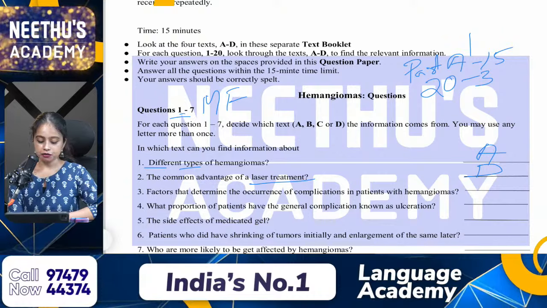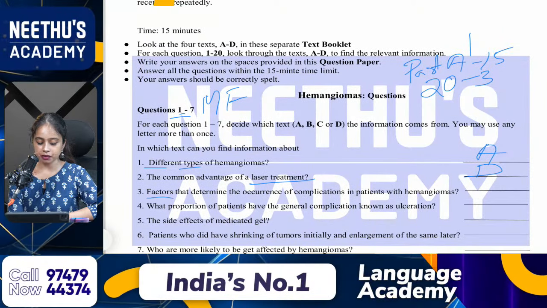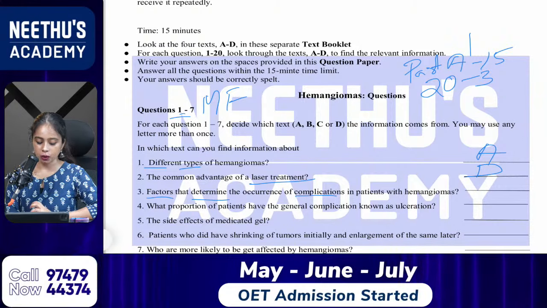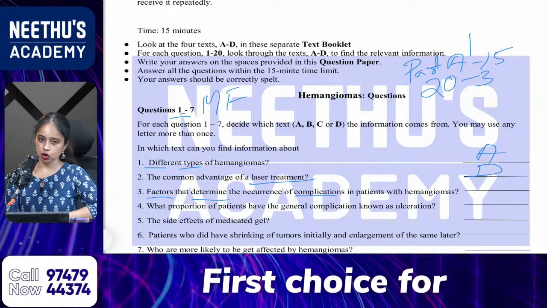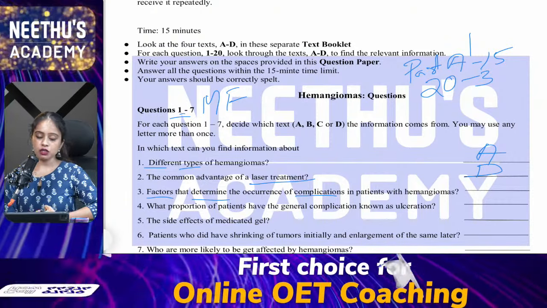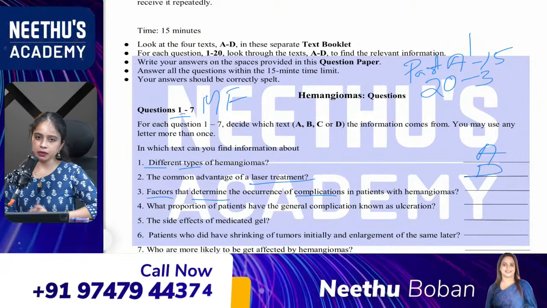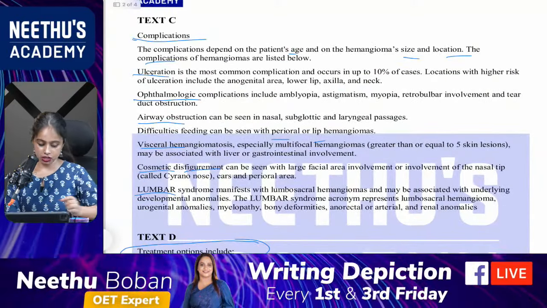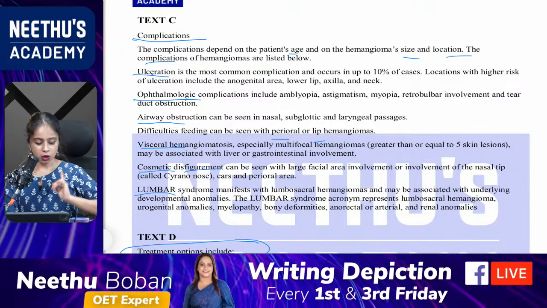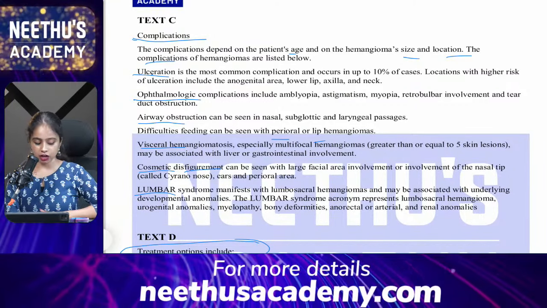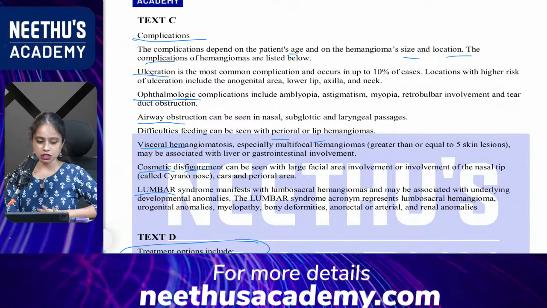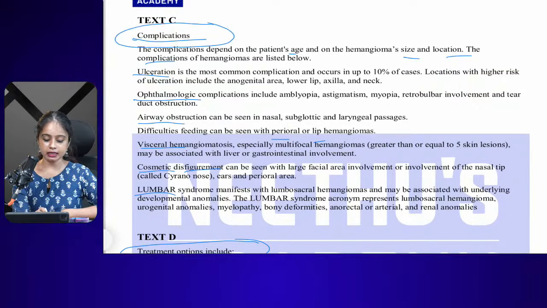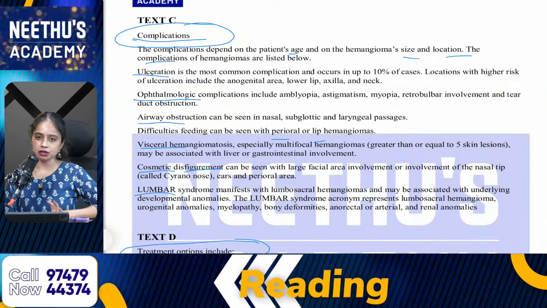Then the third one, factors that determine. So my keywords: factors, determine, identify the occurrence of complications. Again, my keyword is complication in patients with hemangioma. So in which text can you locate these complications? Any idea? Which text have they mentioned the complications? Third one. Okay, Reshma, Vinod, Princey, text A. Very good. So what about the third question? The complications, yeah, the title itself, which is mentioned in text C.